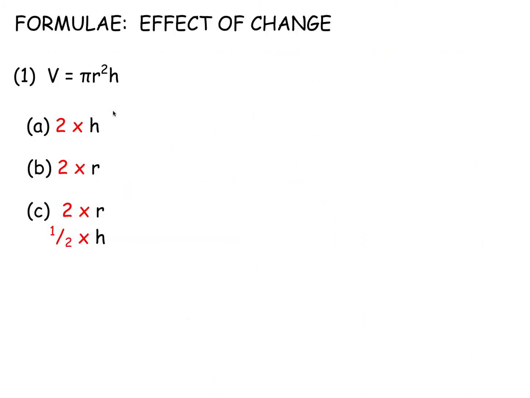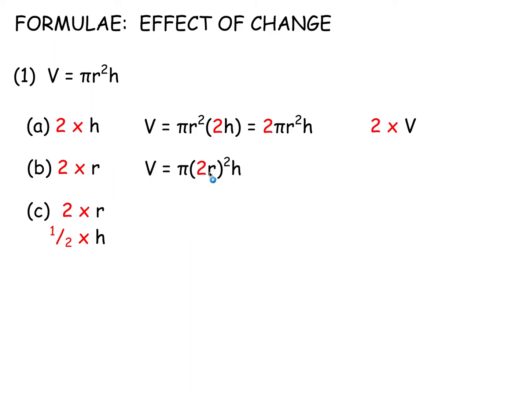So there's V equals pi r squared h. They did double the height. So in the formula, I've replaced the h by 2h, and what I do is I get back to pi r squared h by taking the 2 out of it, and it's twice what it used to be. So the volume's doubled. If I doubled the radius, I've replaced the r by 2r, but I have to square the whole thing, so the doubled radius gets squared, and that gives me 4 pi r squared h. From the original pi r squared h, it's been multiplied by 4.